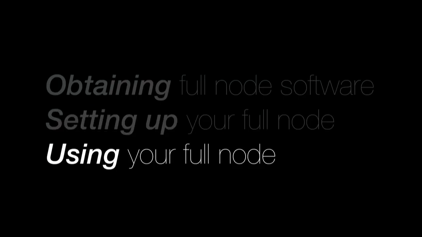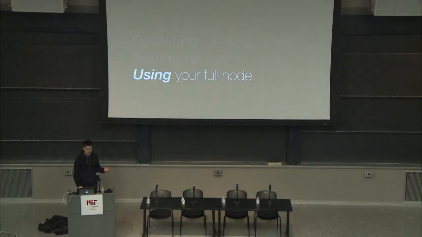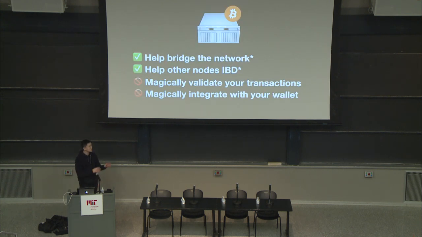Okay. So with your node up and running, it is now time to actually start using it. I think a big misunderstanding that people have is that just running a node helps the network. There are some big fat asterisks to that as well. While it is true that unreachable nodes can help bridge the network, they only help bridge the network in very specific scenarios where you're basically the only node that is connected to two parts of the network that is being partitioned.